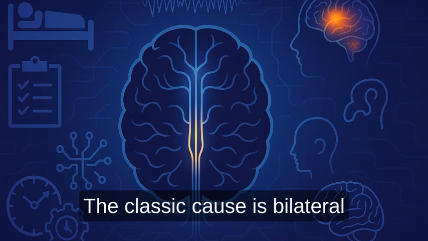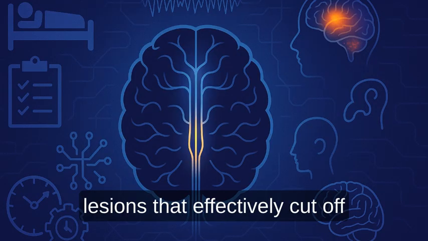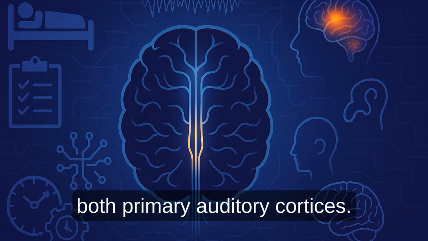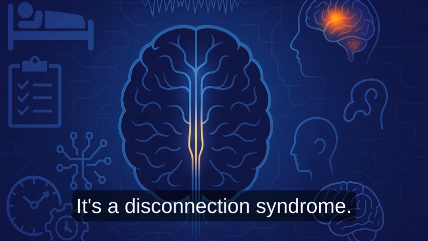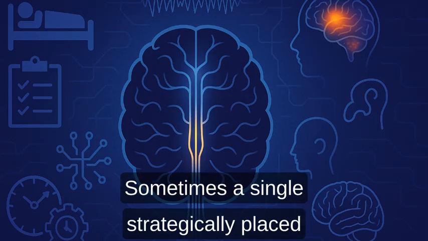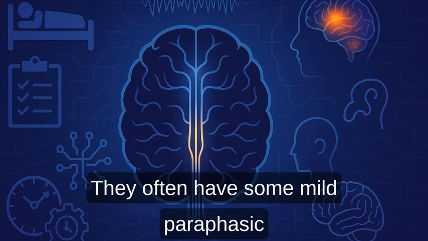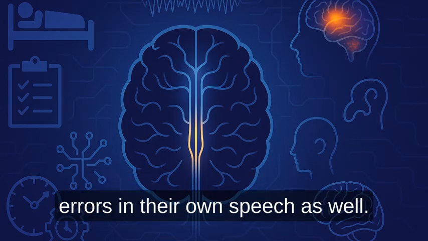Exactly. The classic cause is bilateral lesions that effectively cut off Wernicke's area from input from both primary auditory cortices. It's a disconnection syndrome. Sometimes a single, strategically placed left temporal lesion can do it too. They often have some mild paraphasic errors in their own speech as well.